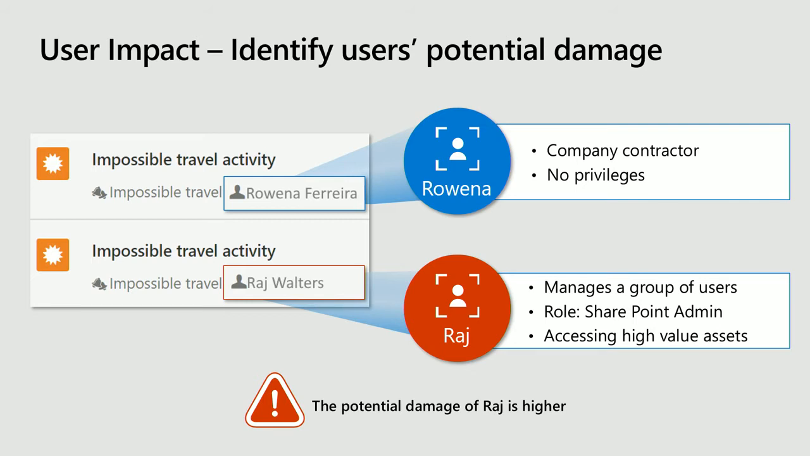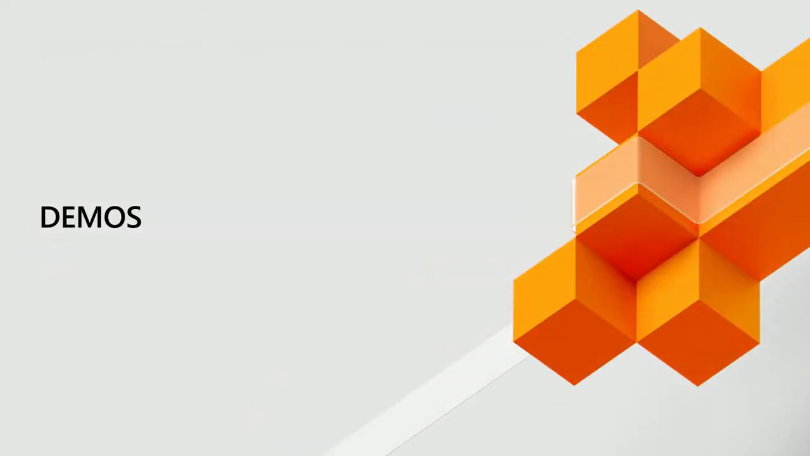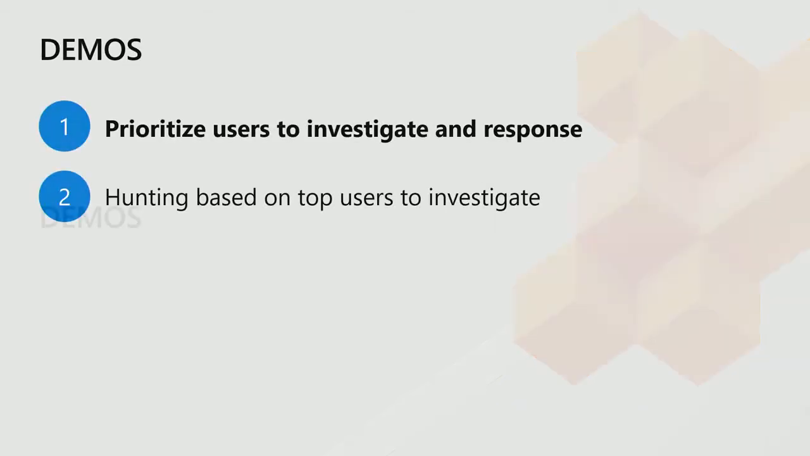So we're talking here about many interesting things: investigation priority, suspicious activities, alerts, and user impact. Let's take a deeper dive and do some interesting demonstrations about how all of that looks in reality. And then we are going to have some time to take some questions from you. So Tali, let's see a bit of how it works. Thank you. So let's start with the first demo of how you can prioritize users to investigate and respond.